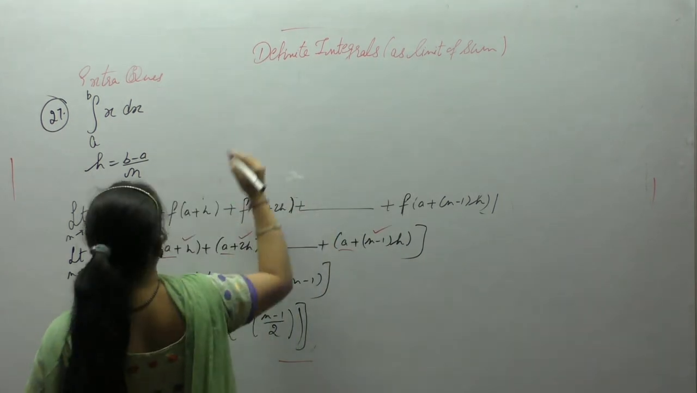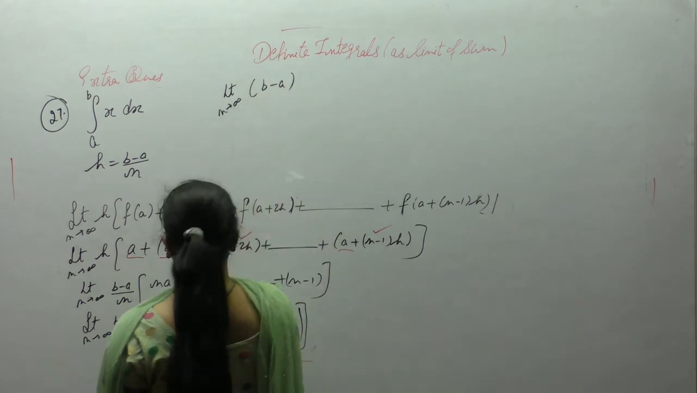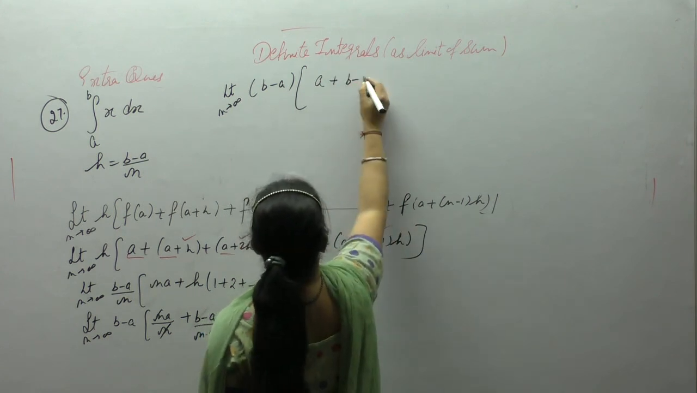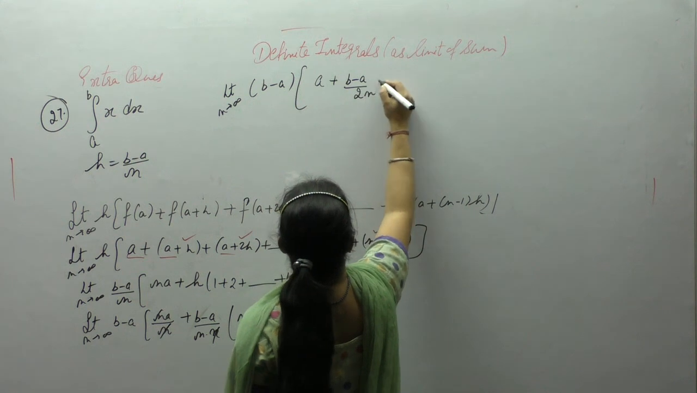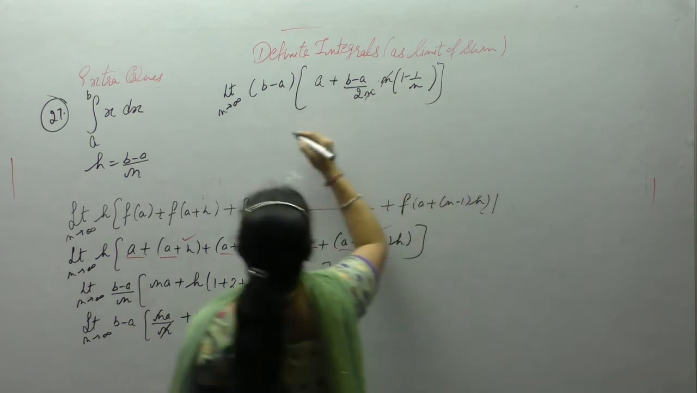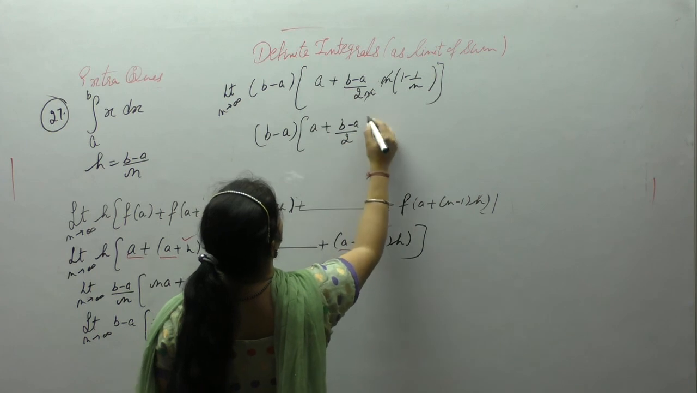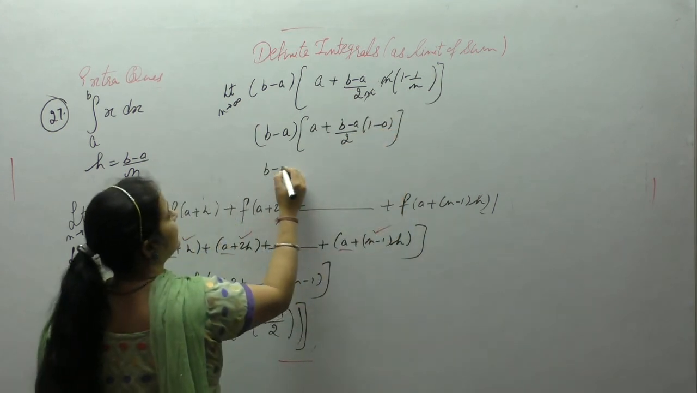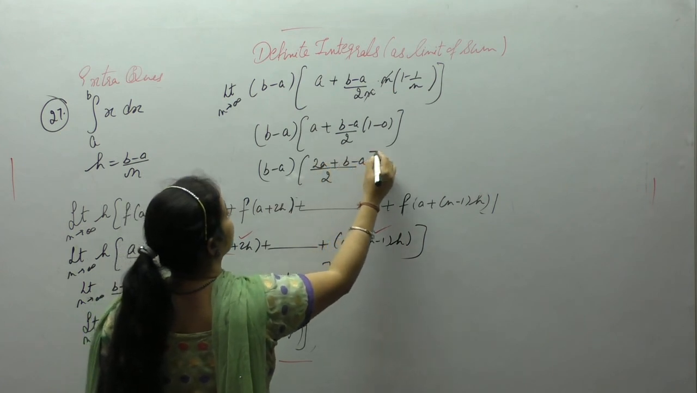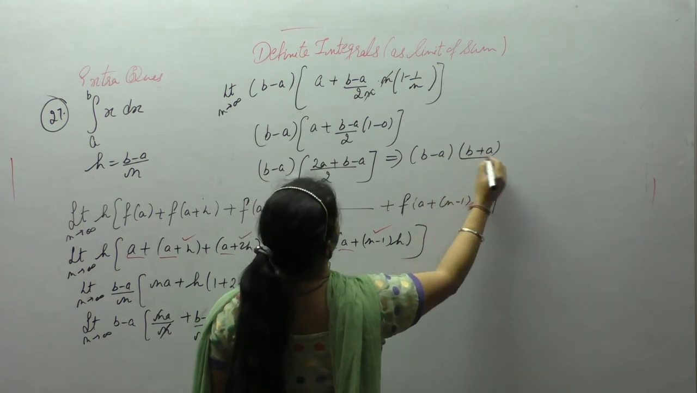Now in the next step, limit n tends to infinity, b minus a, plus (b minus a) by 2, take n common. Put the limit n tends to infinity, a plus (b minus a) by 2, 1 minus 0. (b minus a), take the LCM, 2a plus b minus a. (b minus a)(b plus a) by 2.